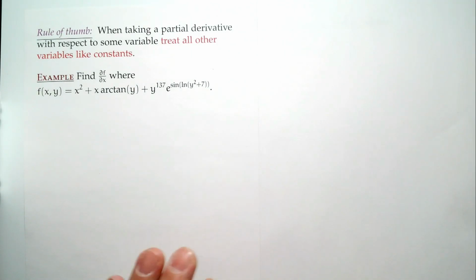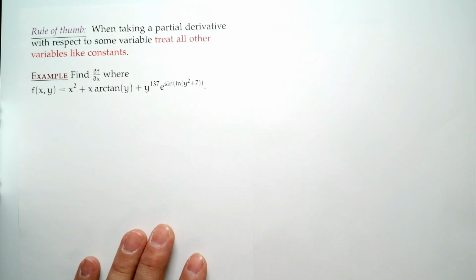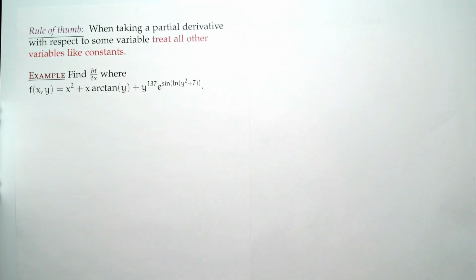So, rule of thumb, and as long as you remember this, it's pretty easy to take partial derivatives. When we're taking a derivative with respect to some variable, everything else we're going to treat like a constant. So even though, yes, x and y are variables, when I'm taking a partial derivative with respect to one of them, I'll treat the other one like a constant. So there's an example here.